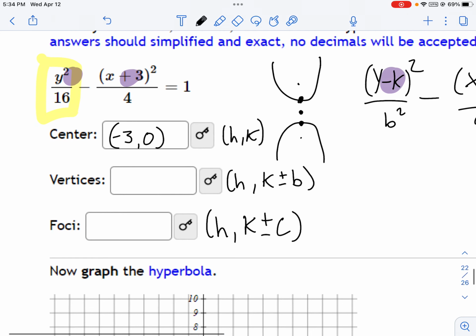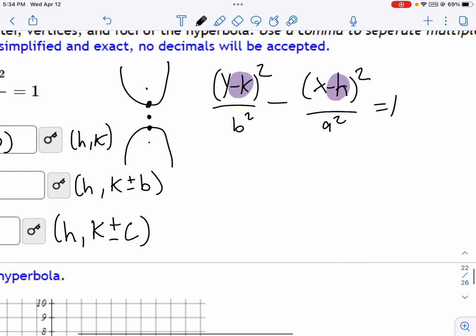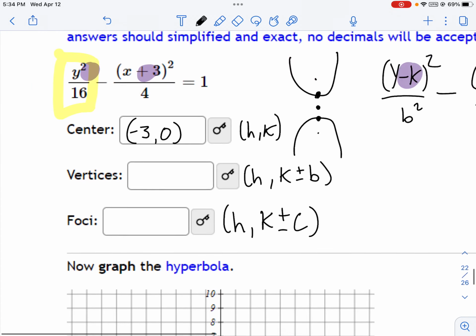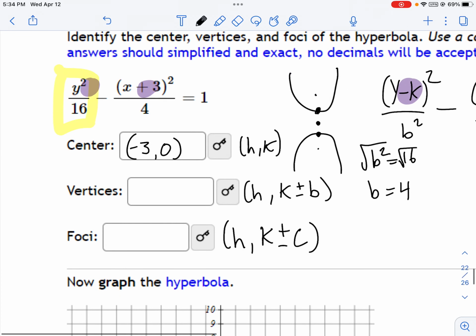Now your vertices are going to be adding the vertical distance, and where we can see that is going to be in the denominator beneath your y. Y is vertical, so that means its denominator has the vertical distance. And that number we see is 16. So our b squared is 16, which if we undo that with the square root, we get b equals 4. Now, we're already doing plus or minus, so you don't need to worry about the plus or minus on the 4 there.